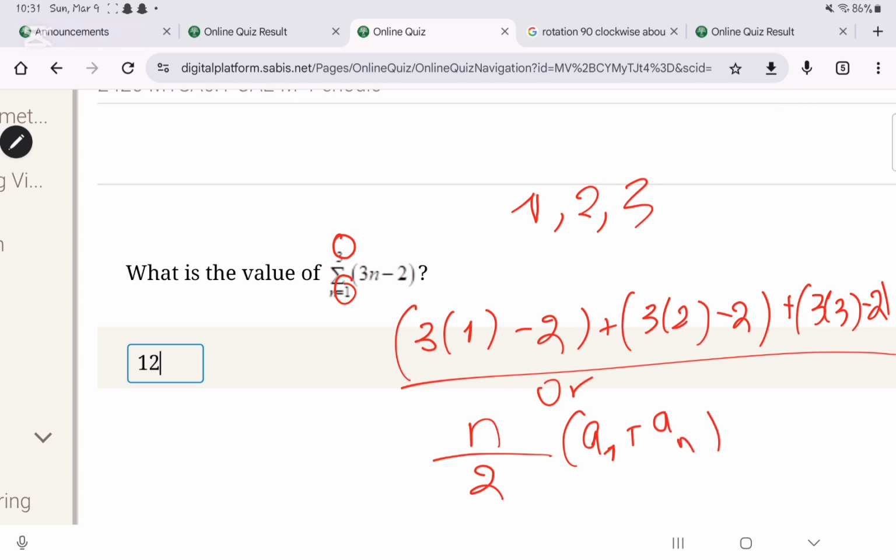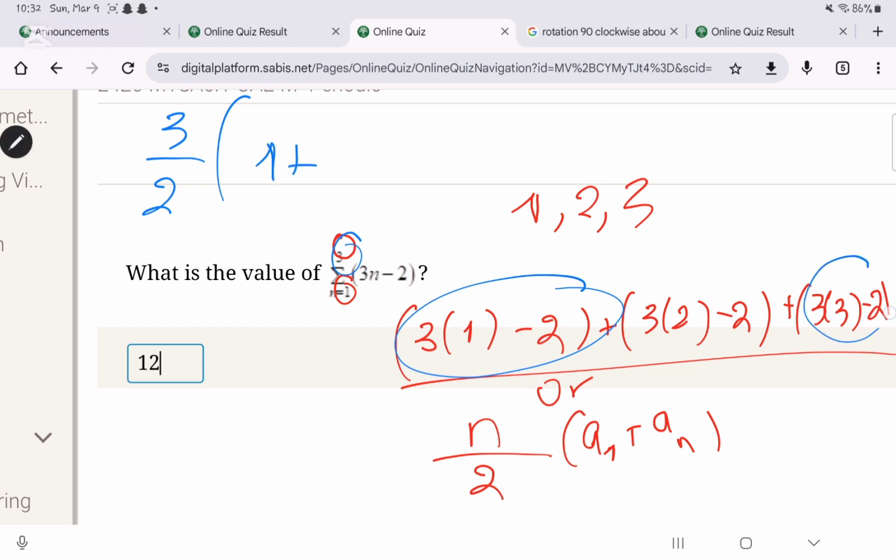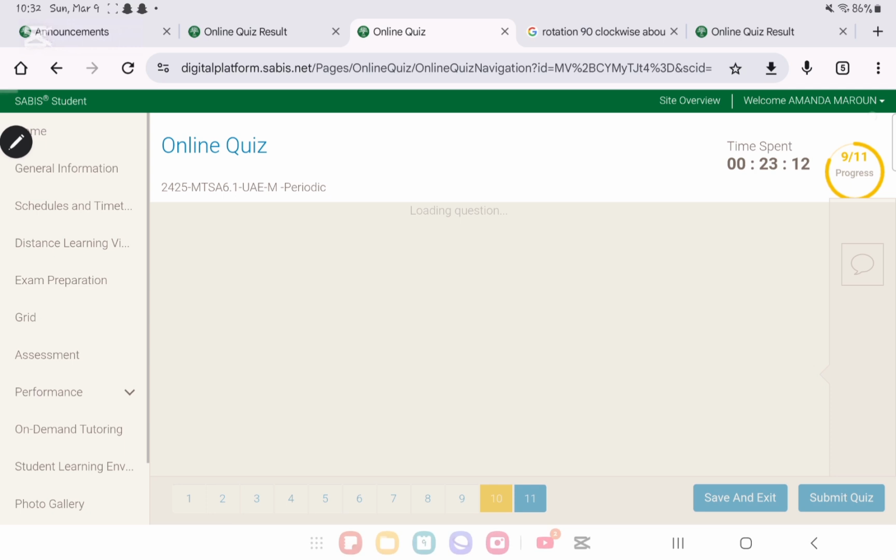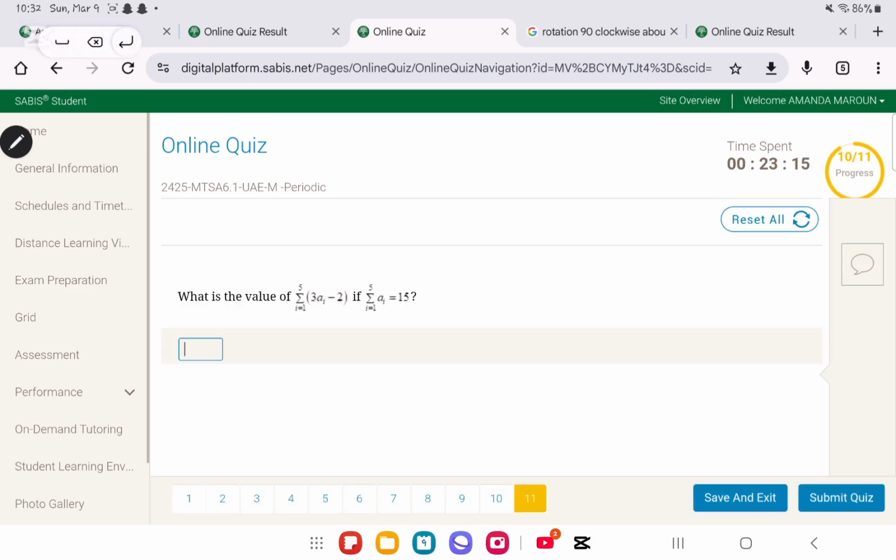So here, n is gonna be 3, okay? So 3 over 2 times a1, which is 3 times 1 minus 2, which is 1, plus the third term, because an will become a3, so 3 times 3 minus 2, it is 7. So you put it on your calculator and you're gonna get an answer of 12. No matter what you do, it's gonna be the same logic as putting it directly on the calculator. Now finally, the last question.